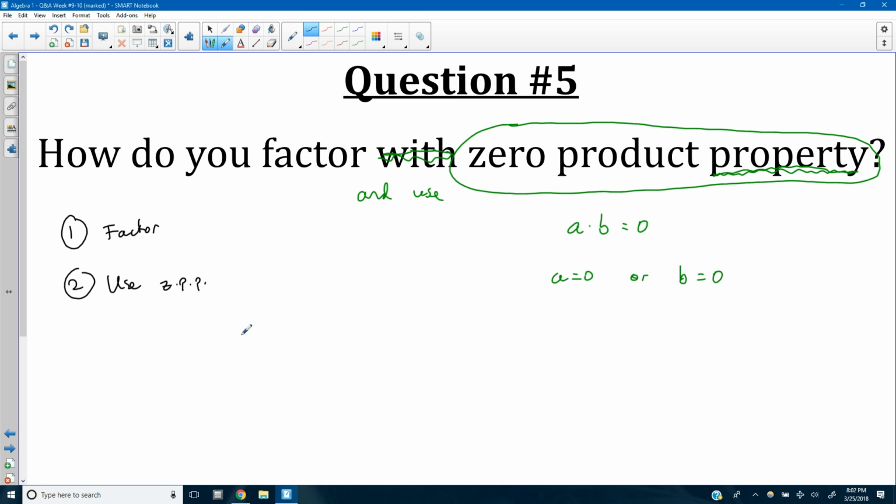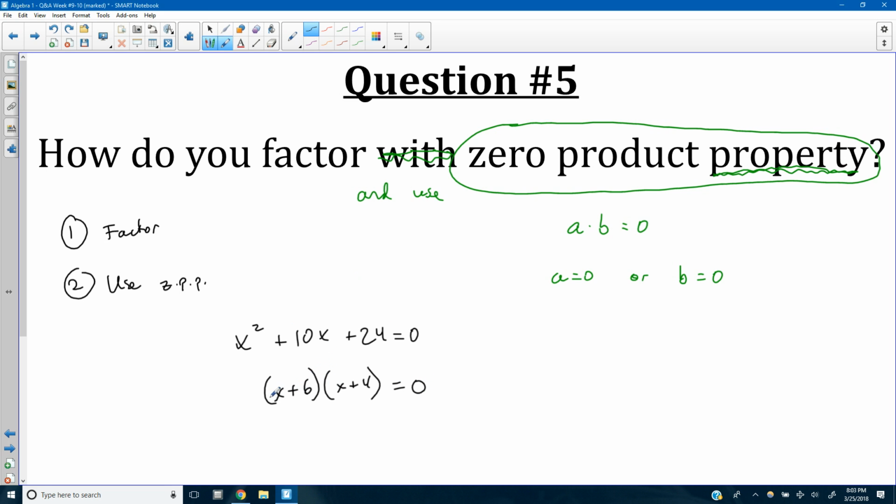So if you have a problem that's set up x squared plus 10x plus 24, let's go back to this one, equals 0. This is set equal to 0, but this is not a product. This is a sum. This is this term plus that term. This is not a product. You have to factor it first. When you factor, you divide out. And when you divide out, the result becomes a product.